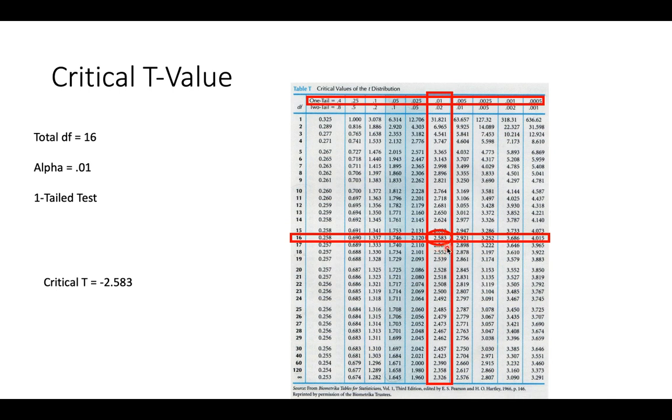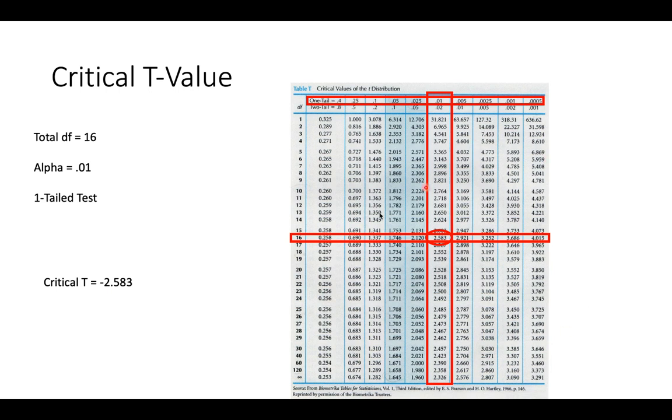We need to take that value and understand that because we made a one-tailed hypothesis in the negative direction, we need to take 2.583 and make it negative so that it's on the appropriate side of the curve given the directional hypothesis we made. Had we made a positive directional hypothesis, then we would just keep positive 2.583.